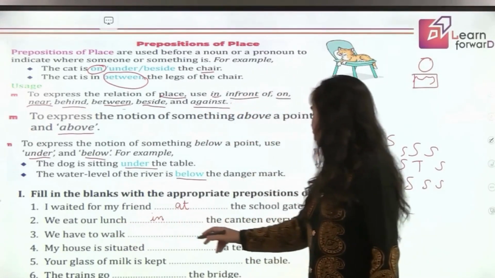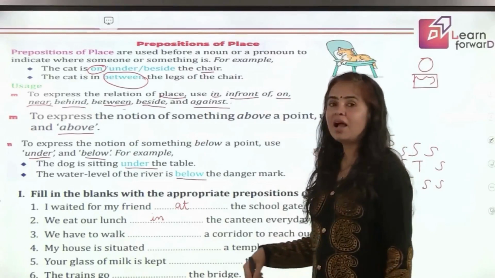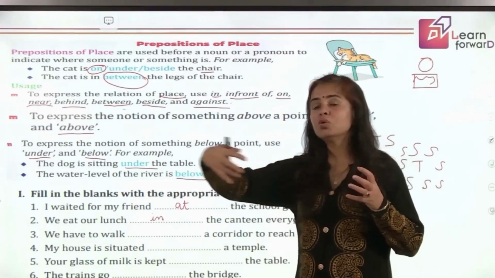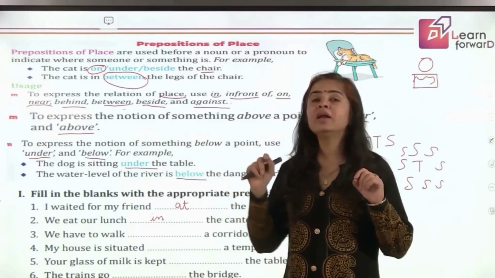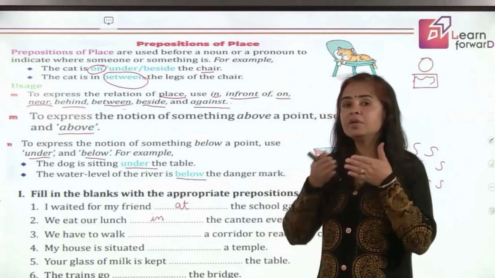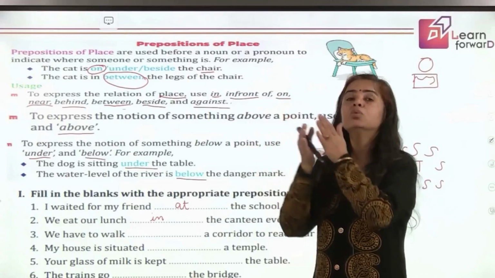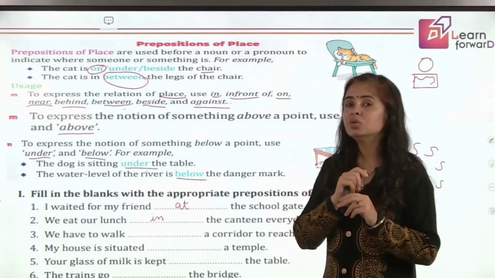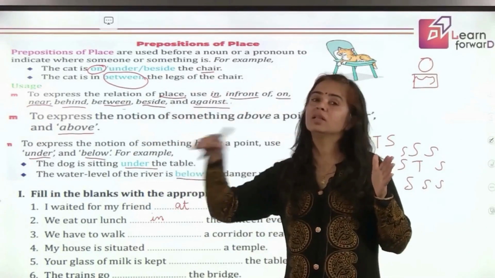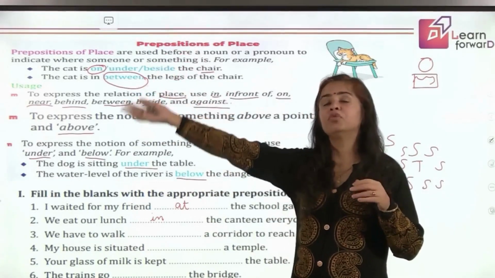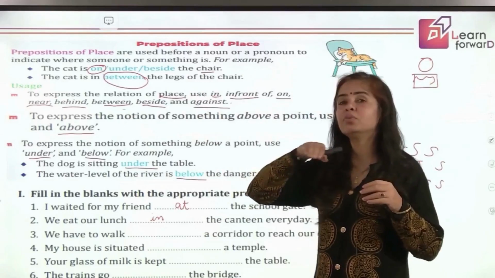We have to walk dash a corridor to reach our class. So you have to just go along that. You have to go from it. So that is called through. That means you have to cross something throughout. We use the preposition through, like our train passed through the tunnel. So from one end to the other, it was going into it, and then it moved out of it. So that movement is called through.